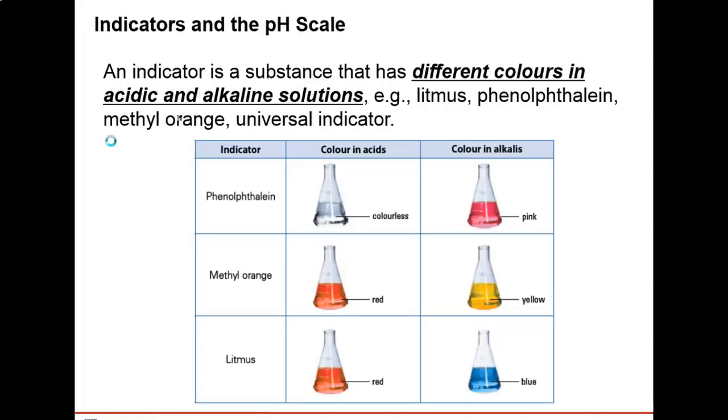We can also make use of some substances which we call indicators, which will give us a visual indication of whether the substance is an alkali or an acid. For example, the first one is phenolphthalein. It turns pink in alkalis. Methyl orange is the one which we most commonly use in the lab. It is red in acids. It is yellow in alkalis. Litmus, as we mentioned earlier, is red in acid and it is blue in alkalis.